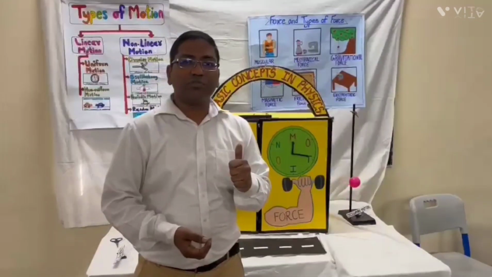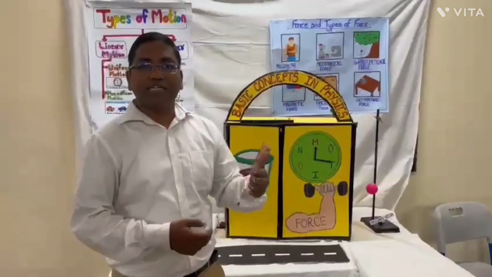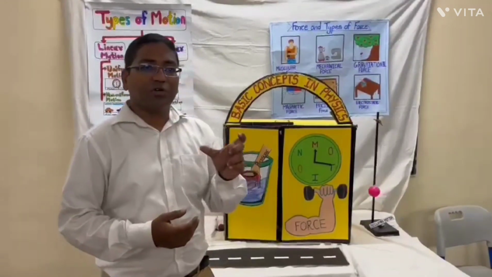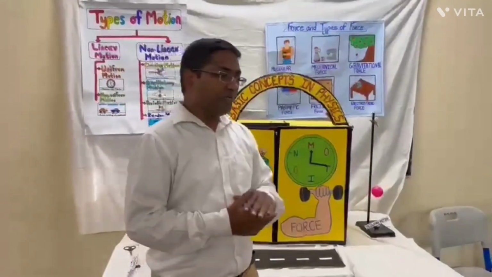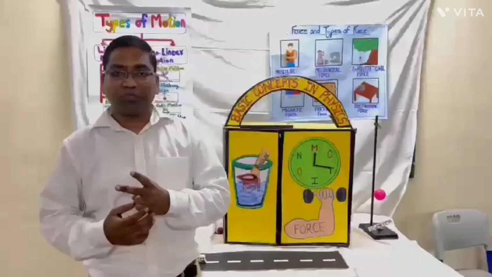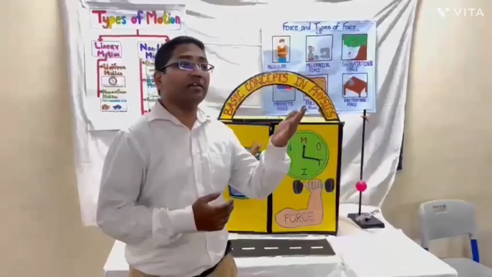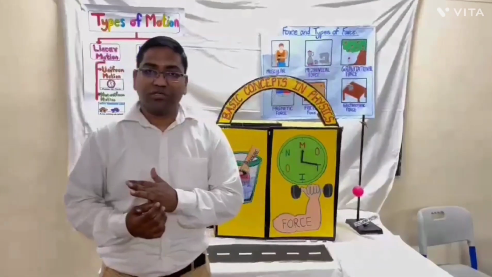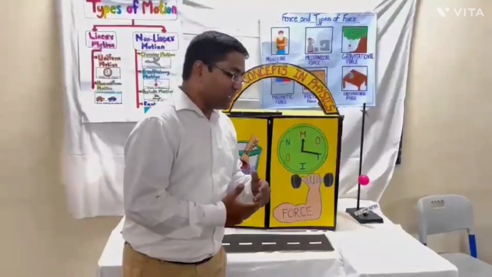Motion. Motion means the object is continuously changing its place. So that is called an object in motion. Here we have two basic types of motion: one is linear motion and one is non-linear motion. Now, to understand the concept very easily, the linear motion.